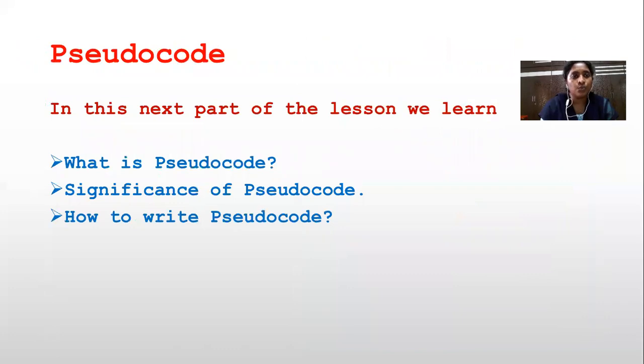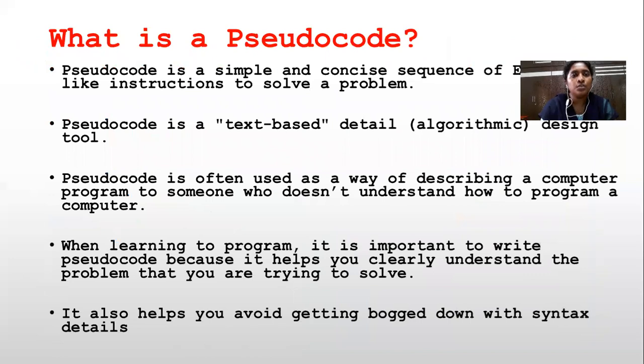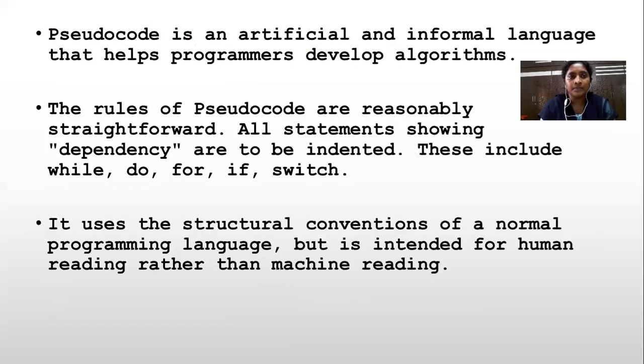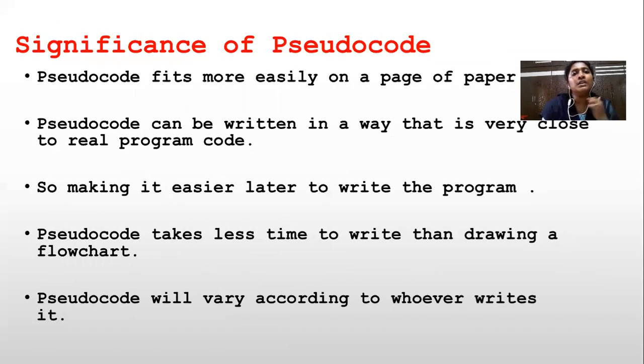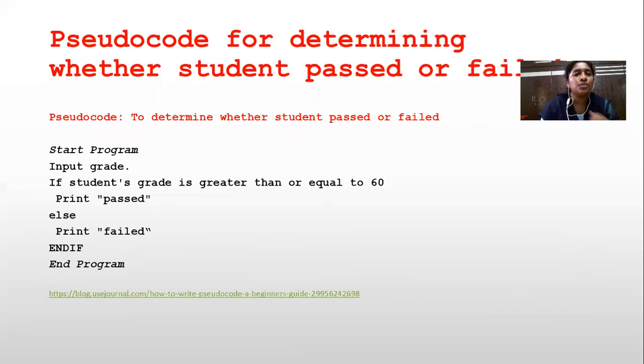And then pseudocode. What is pseudocode? Significance of pseudocode. How to write pseudocode. Pseudocode is a simple and concise sequence of statements, like instructions, to solve a problem. Pseudocode is a text-based detailed tool. So here, coming to the pseudocode, it simply represents an algorithm but with a little modification.